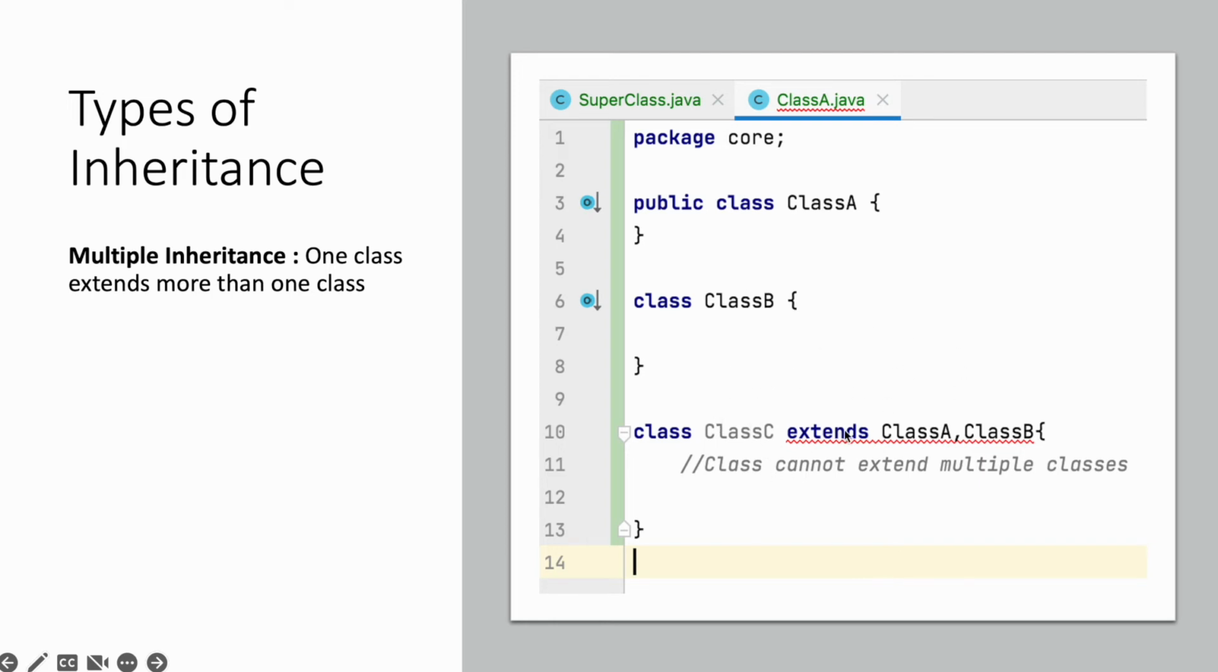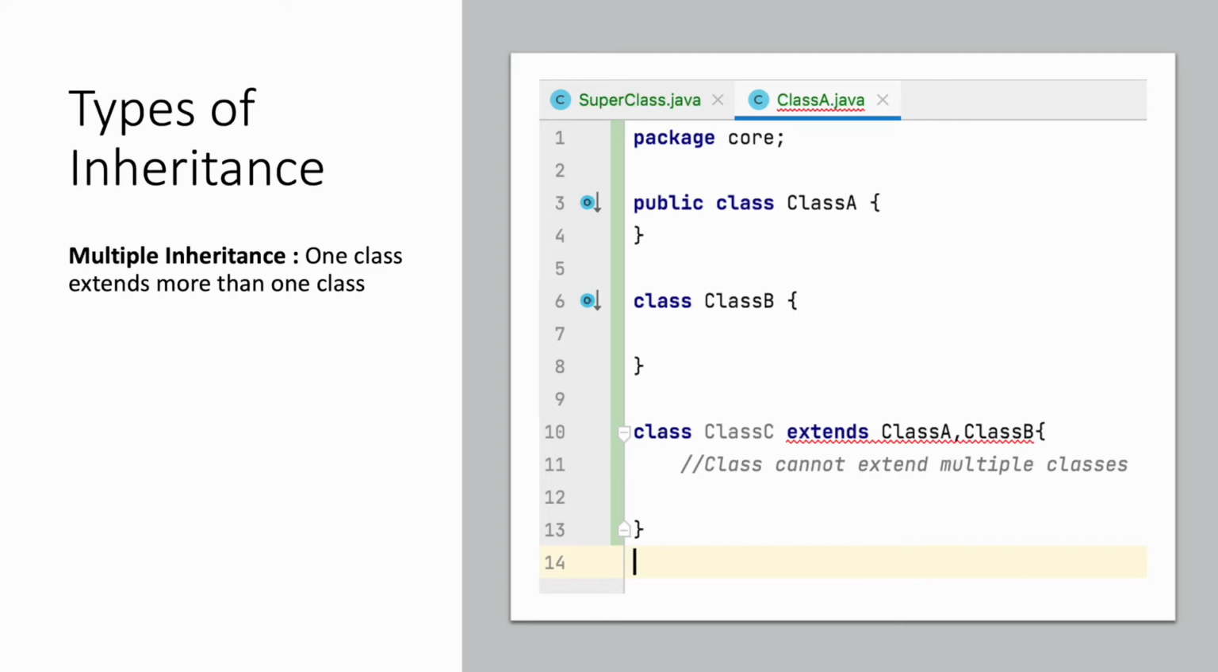But in our example we are getting an error saying that a class cannot extend multiple classes. So Java does not support multiple inheritance through classes. In many interviews we get a common question: why does Java not support multiple inheritance, or they will ask if Java supports multiple inheritance. At that time we can say Java does not support multiple inheritance through classes, and it supports multiple inheritance through interfaces.